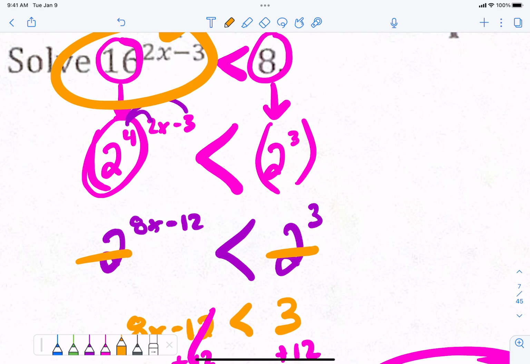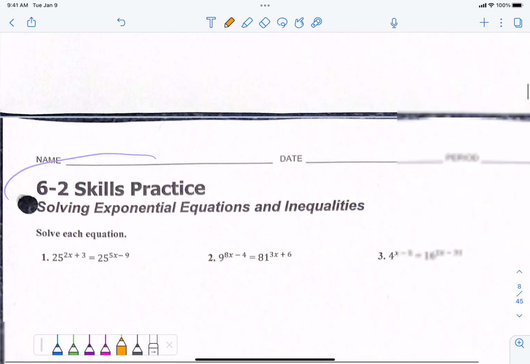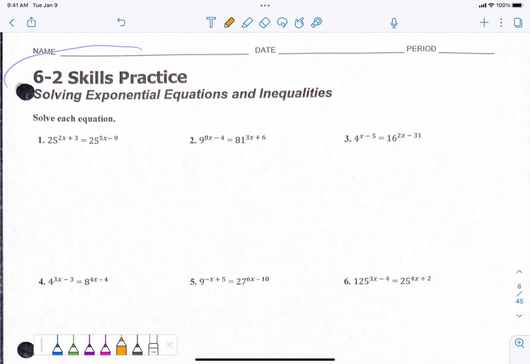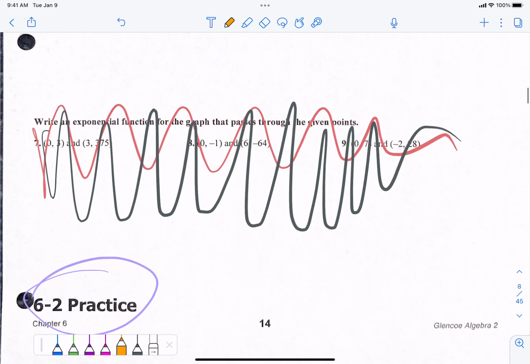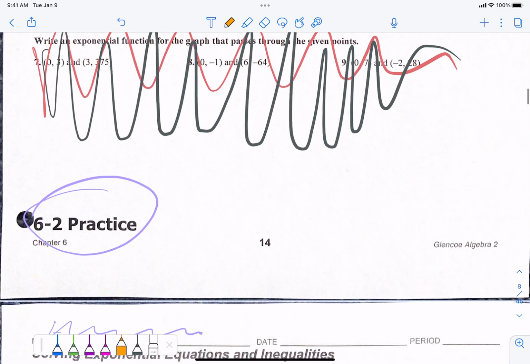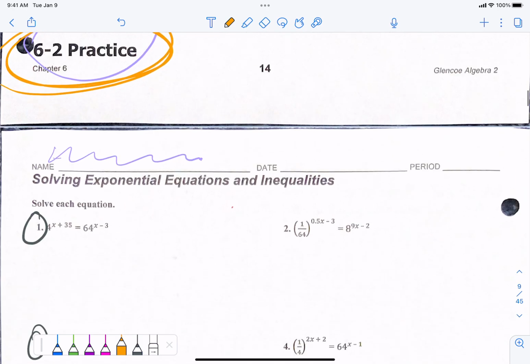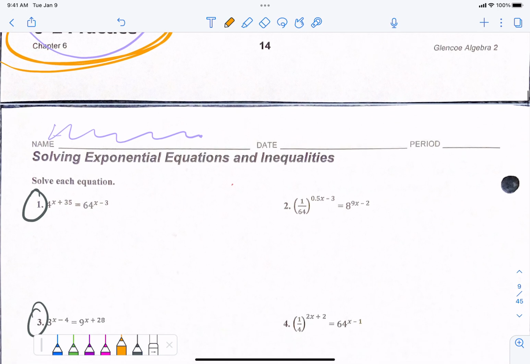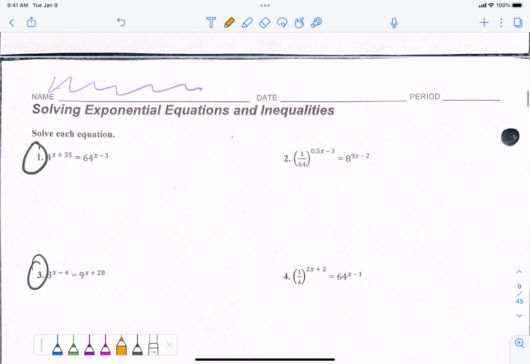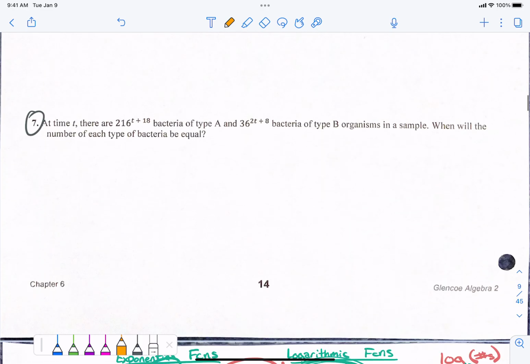Okay? Got it? Good? On your homework assignment, skills practice, the one that says skills practice at the top, do 1 through 6. You can skip the 7, 8, 9 at the bottom. For some reason my printing got weird. The 6-2 practice got printed at the bottom and then it doesn't have a heading on the next page. Anyway, do the odds. So 1, 3, 5, 7. The story problem's not that hard. Read through it and see what you get.